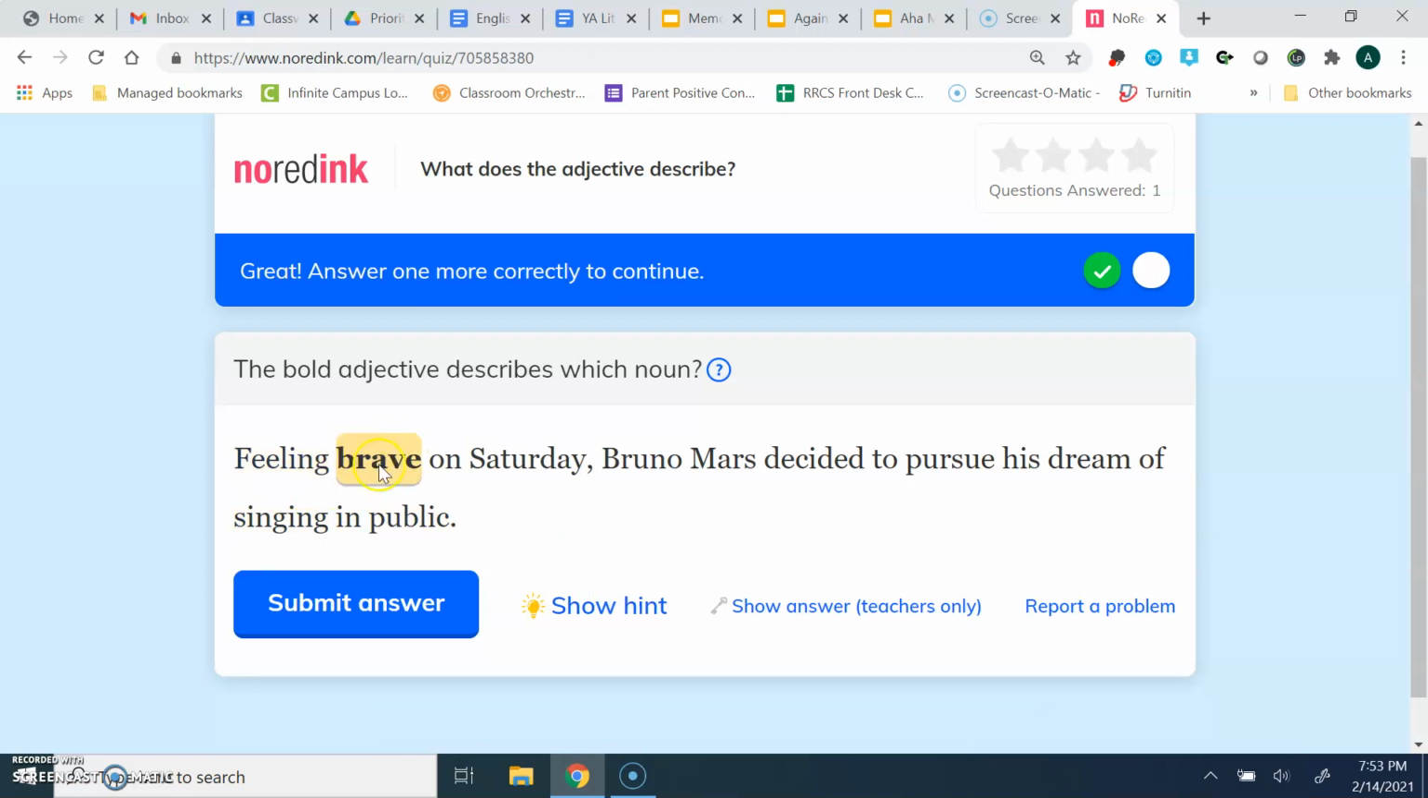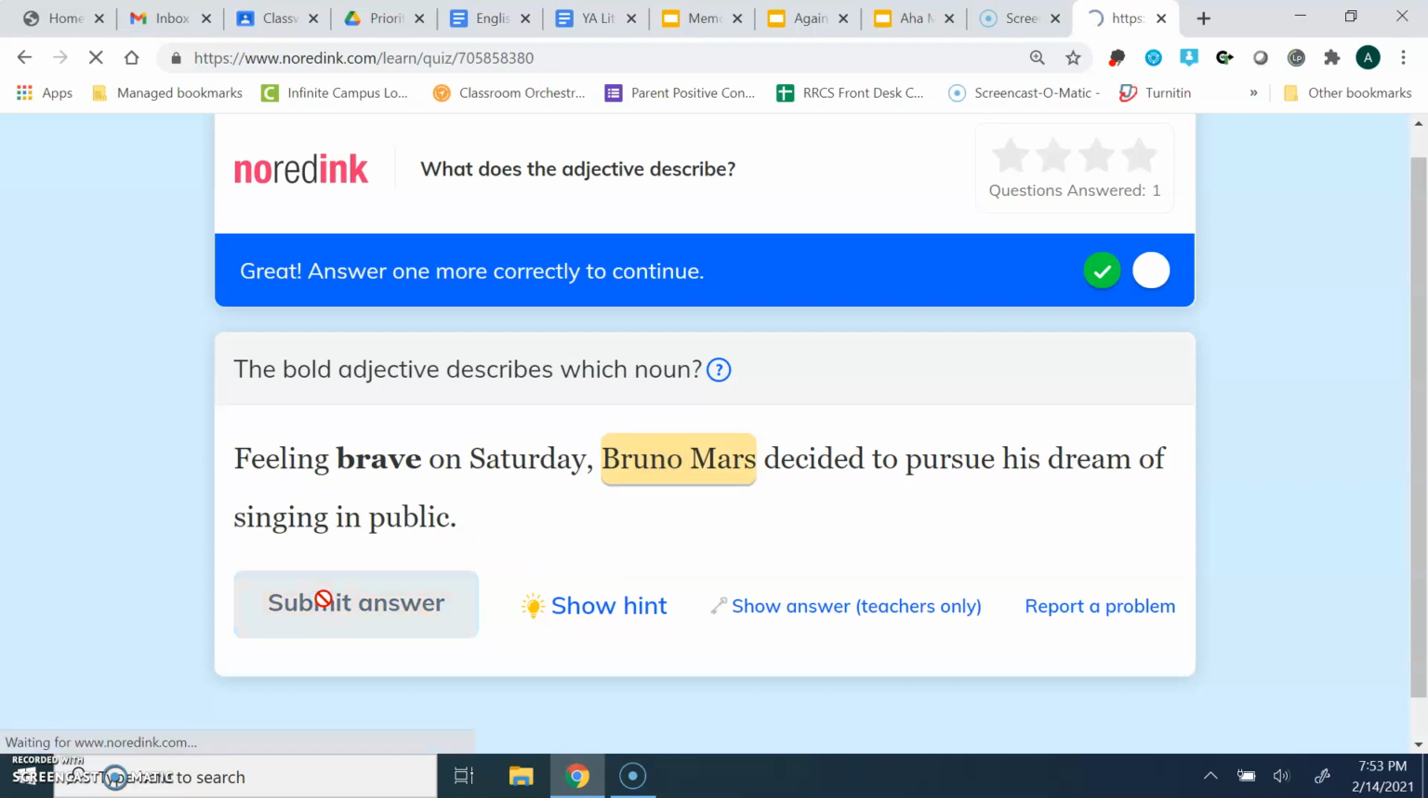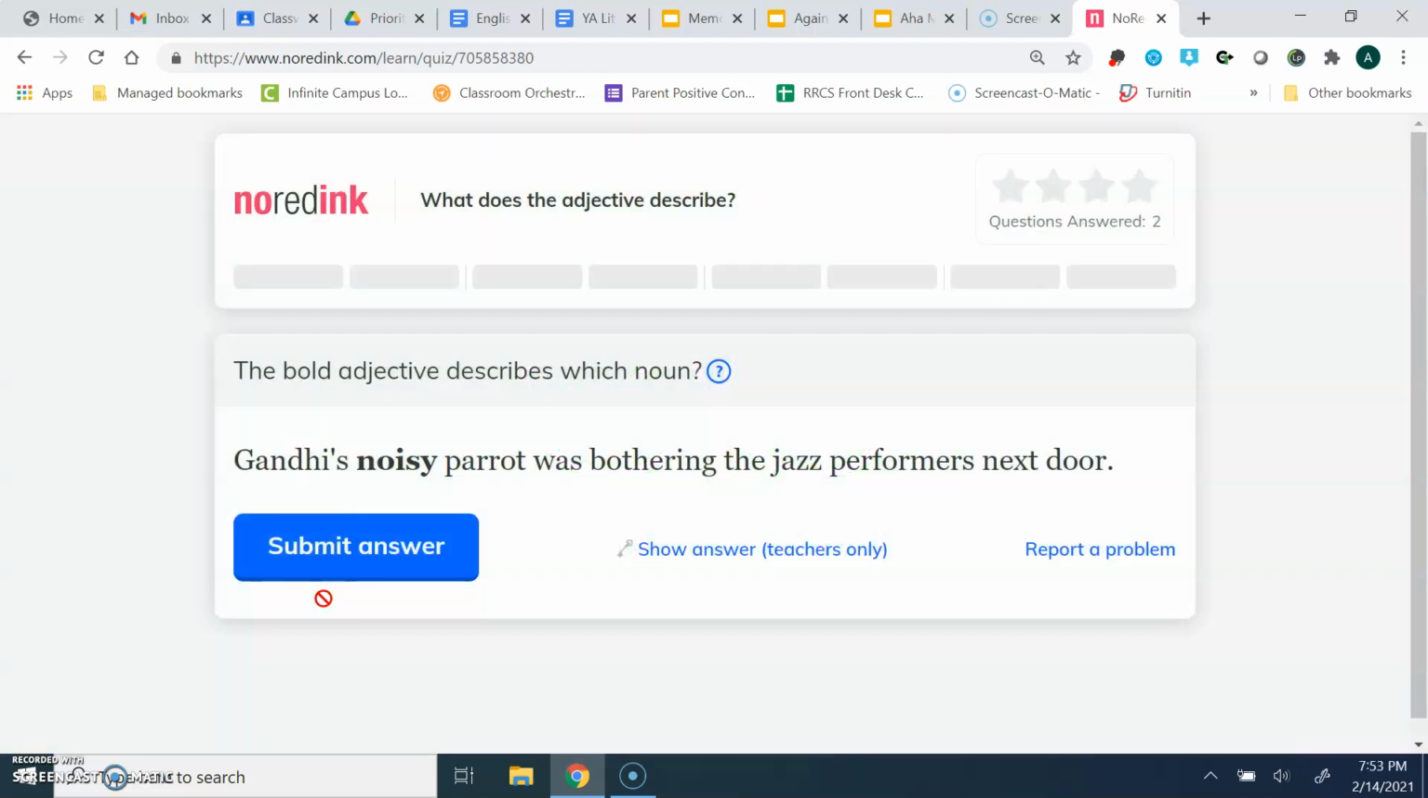All right, so brave is bold. Who or what is brave? Let's say I decide it's Bruno Mars. He's brave. I submit my answer. Ding, ding, ding. I got my 2 in a row. Now I can move forward. As you make progress, right now I have 0 mastery because I got that one wrong, so I had to get 2 right just to break even again. Now I can start making progress.